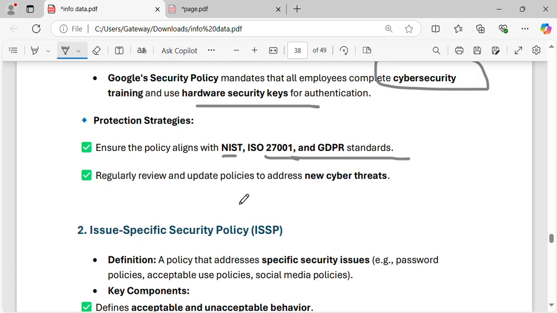Regularly review and update policies to address new cyber threats. So GDPR, we also talked about in the requirements engineering chapter. So these are three standards that any organization needs to follow for security, ISO 27001.